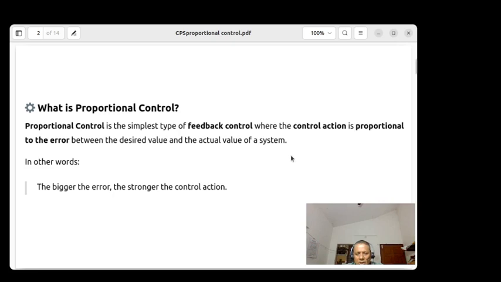So there is an error, and depending upon that error, a control action is generated. In other words, for example, if the water in the tank has a temperature of 25 degrees, and we require a temperature of 35 degrees, the error is 10. The bigger the error, the stronger the controller action.